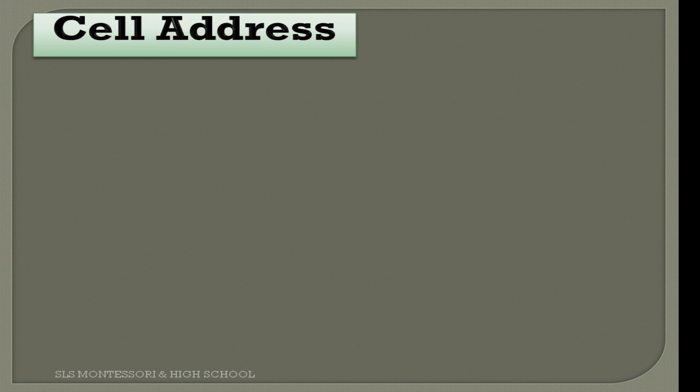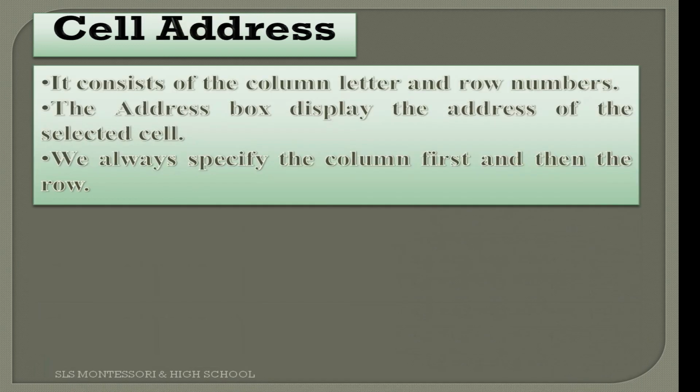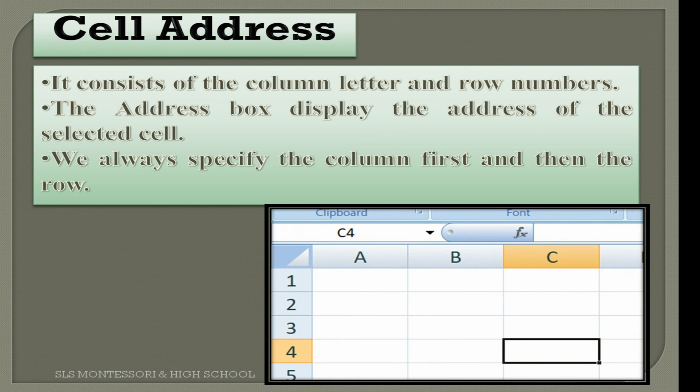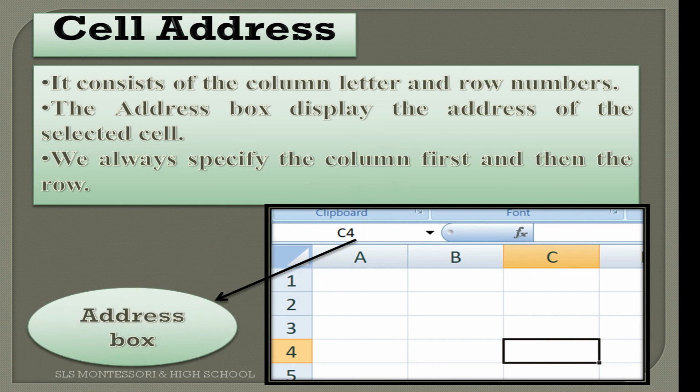Now, what is cell address? It consists of the column letter and row numbers. The address box displays the address of the selected cell. We always specify the column first and then the row. In this example, you can see that the column name is written first and then the row number is written. This is the address box. In the address box, the column name is written first and then the row number is written.